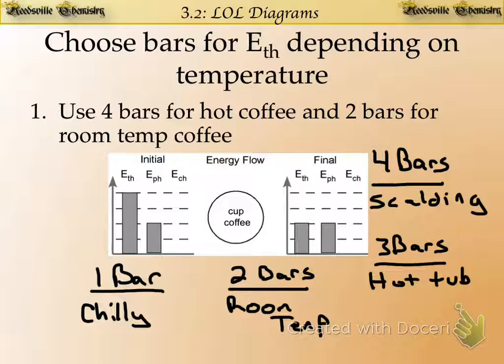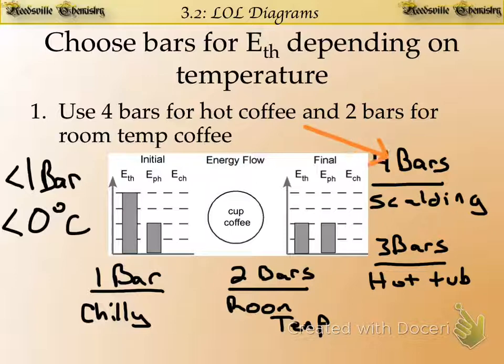Anything below 1 bar we could call less than 1 bar. Now we are in a different state: anything lower, less than 0 degrees C, and we'll get to that in a little bit. Remember, everything that I have here in black writing, that one, that one, that one, that one, and that one, these are all for E thermal.